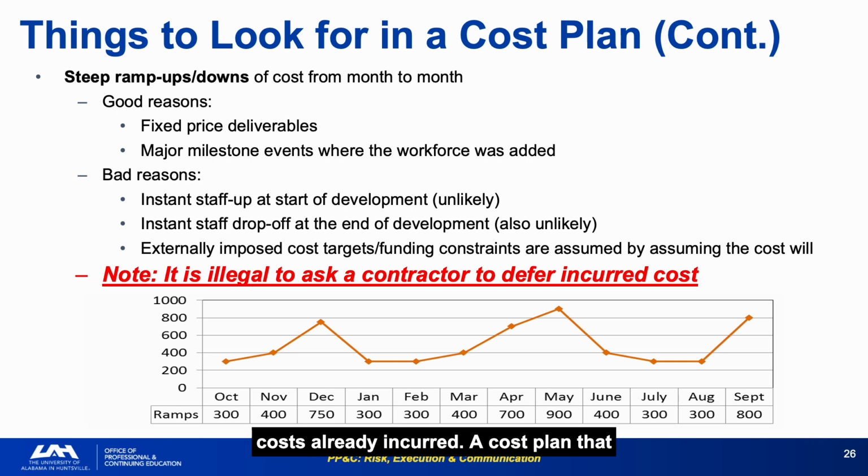A cost plan that shows an artificial drop to meet a target implicitly assumes the contractor has deferred work, which is not permissible. The same workforce logic that makes steep buildups suspicious in contractor data applies equally to government cost plans. People do not appear and disappear instantly, and costs that follow that pattern are not reflecting real work schedules. Before accepting any steep ramp in a cost plan, identify the specific event that justifies it. If no such event exists, the plan needs to be corrected.